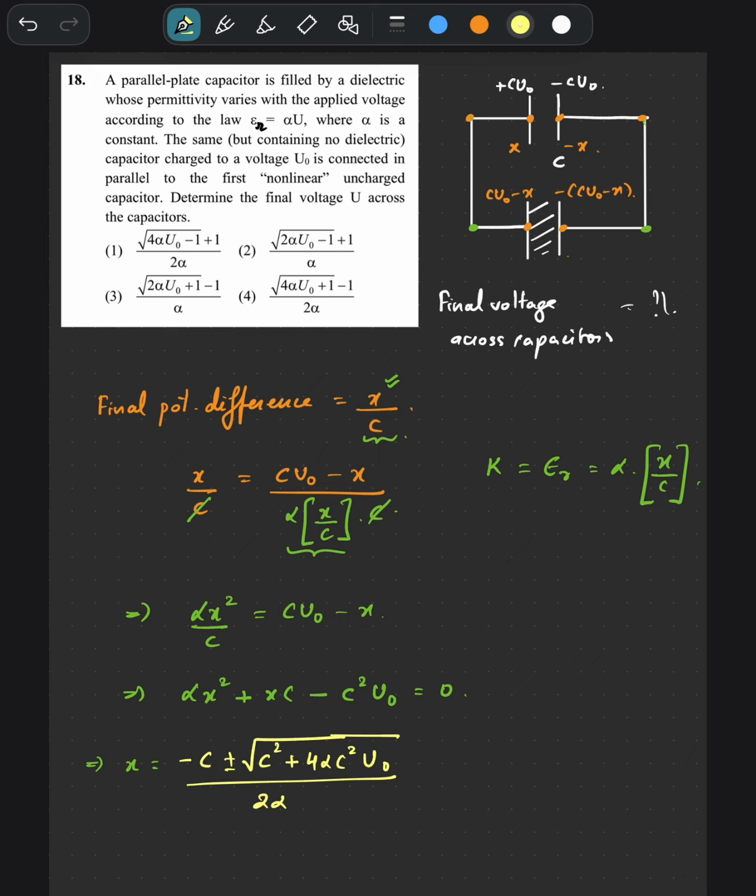From this you can see that the negative value is not possible because that would give a negative answer, so we'll only have the positive value. So what will the value of x by C be? Dividing this entire expression by C, I'll get minus 1 plus root of 1 plus 4 alpha U naught, divided by 2 alpha. This is nothing but the final potential difference across both the capacitors, so this will be your answer for this question. Your answer will be option number 4. Hopefully this question made sense. See you guys in the next question.